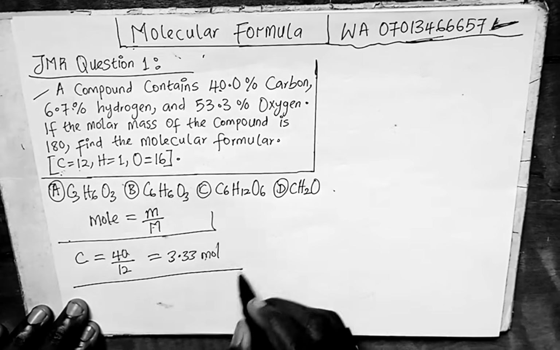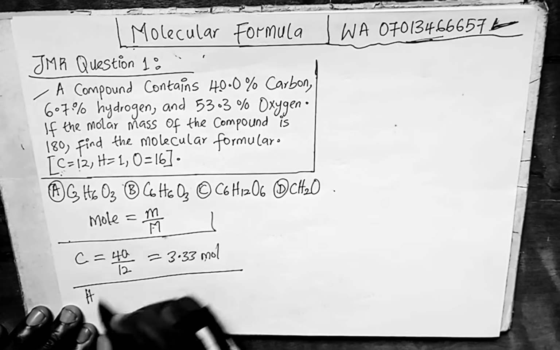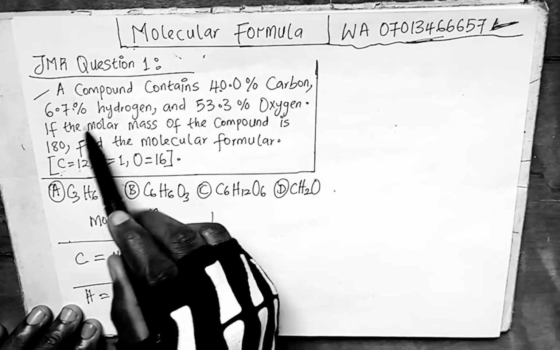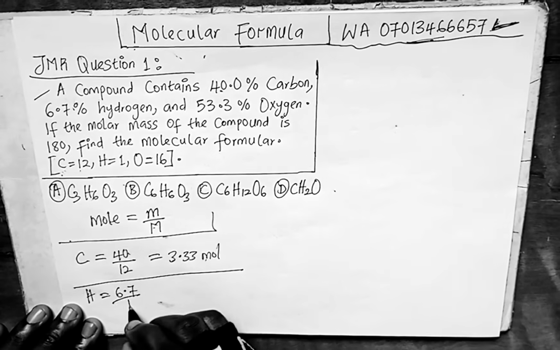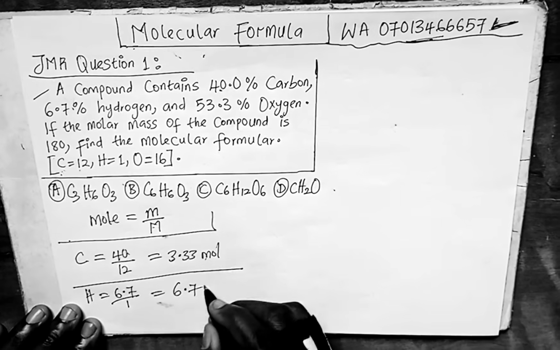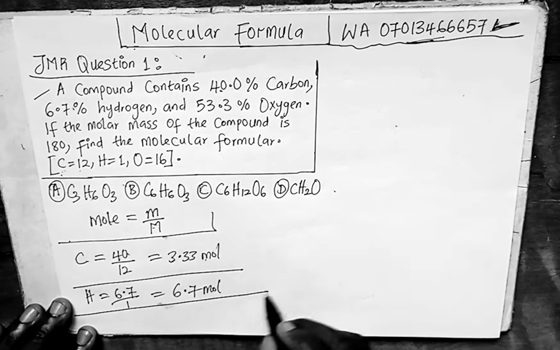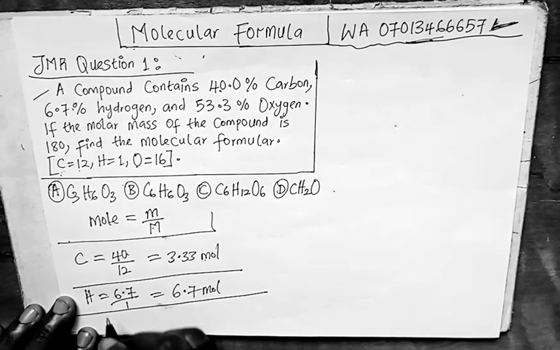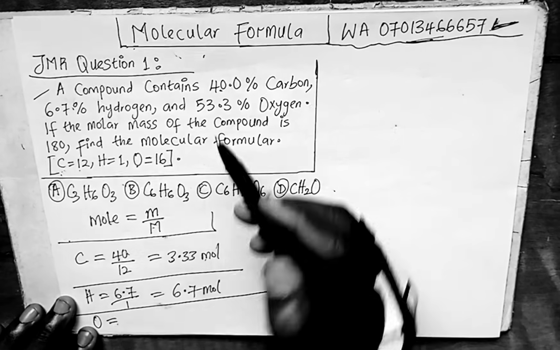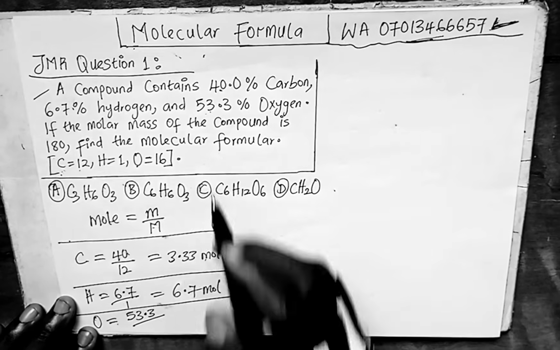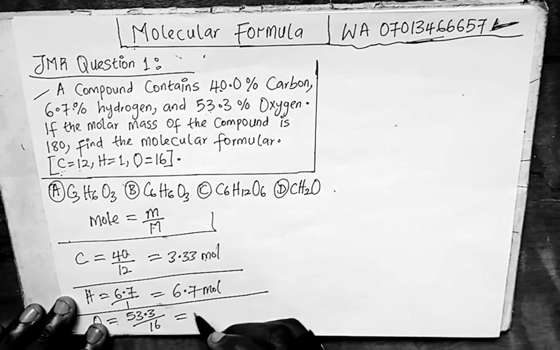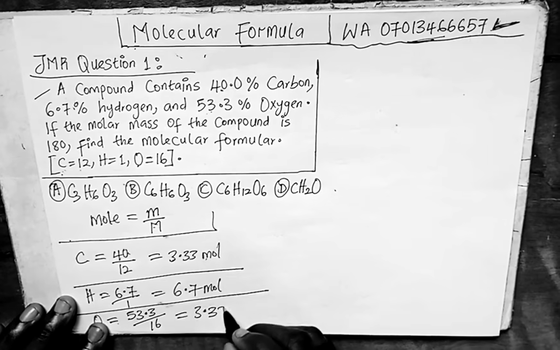We do the next one. The next one is hydrogen. Hydrogen is equal to, what's the percentage of mass given to us? 6.7 over, what's the molar mass of hydrogen? 1. That's equal to 6.7 mole. The final one, we have one more: oxygen. Oxygen is equal to what? What is the percentage of mass given to us? 53.3% over, what's the molar mass of oxygen? 16. We divide, it gives us 3.33 mole.